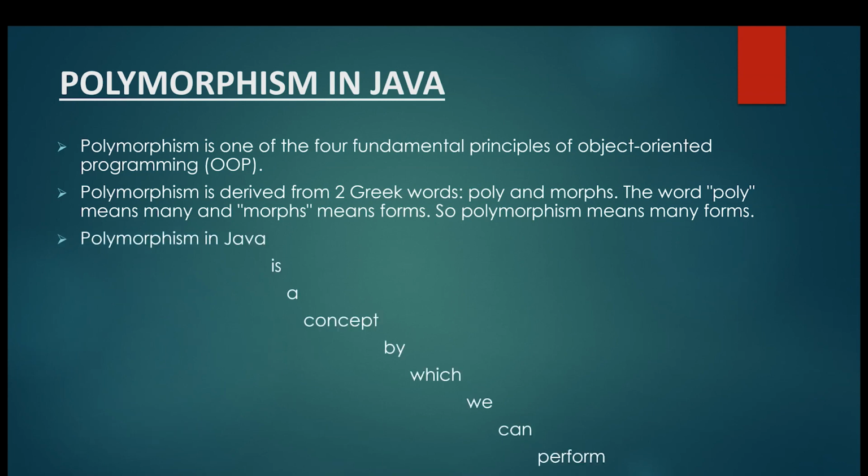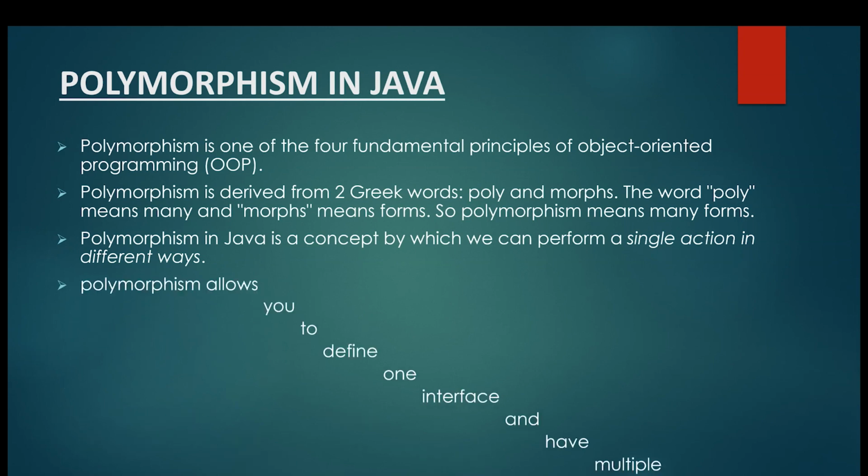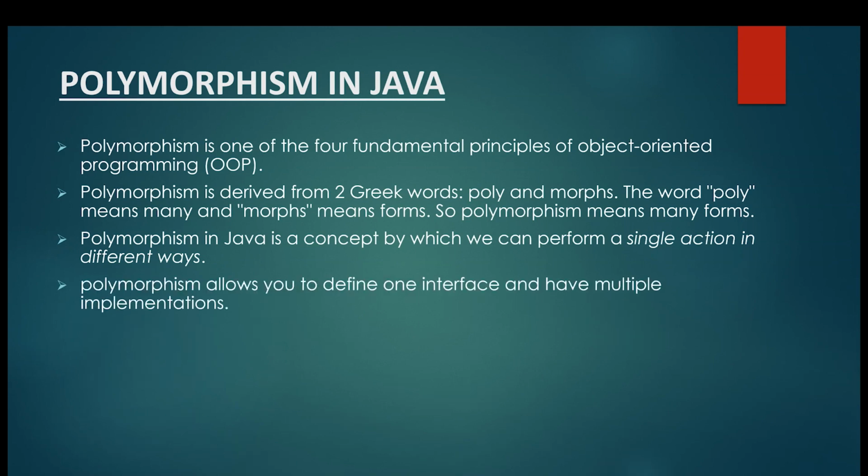Okay. The third point about polymorphism in Java is that it is a concept by which we can perform a single action in multiple ways, right? The fourth point is that polymorphism allows us to define one interface and have multiple implementations of the same. How do we have multiple implementations? We write one interface and then we write multiple subclasses which implement this interface, right? And that way we can have different implementations of the same methods.